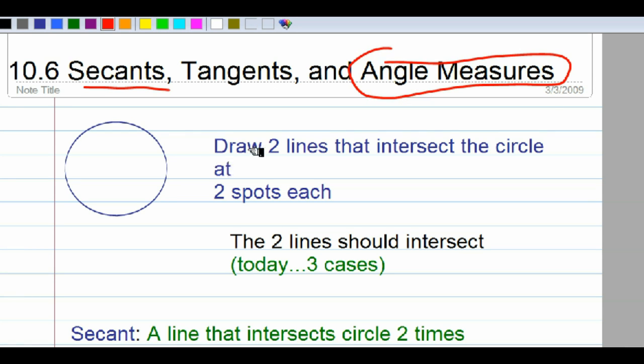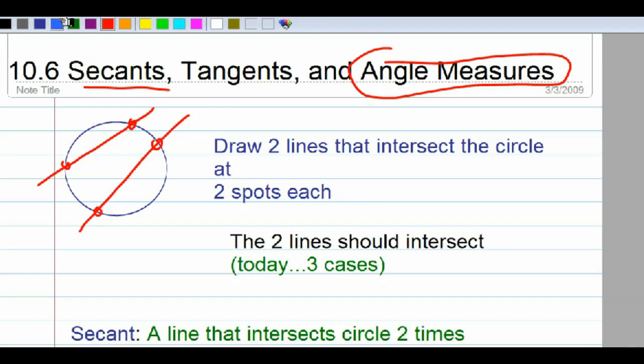First off, I want you guys to draw two lines that intersect the circle at two spots each. So here's one line, here's the next line. They each intersect at those two spots. These lines are called secants. So the definition of a secant is a line that intersects the circle two times.